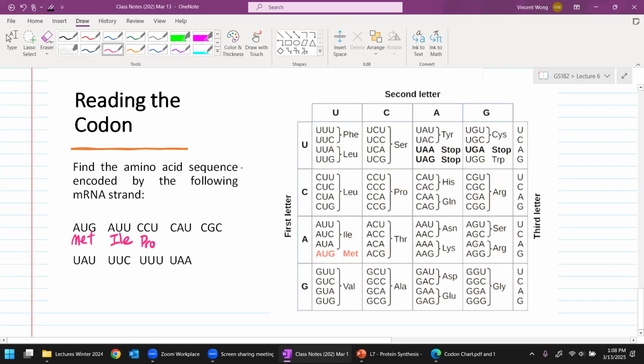Hey, can someone yell out CAU for me, please? His, that's right. His, HIS, history. Anyone need help? I can come and help you. No? What is this word? They are amino acids. Remember? We build the amino acids together, like the little beads for the necklace. Oh, yeah, 20 amino acids, right? Okay, CGC, guys.